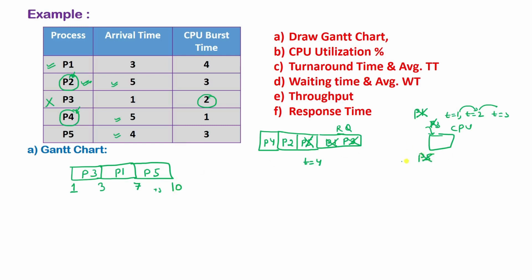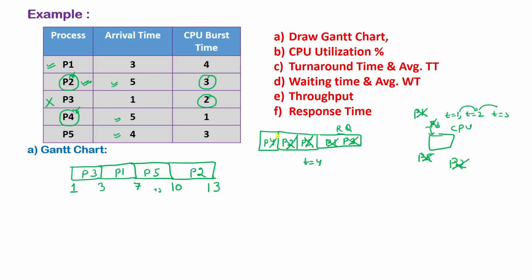Now P5 is over. Now P2 will be given the CPU, so P2 will run. At t equal to 10, P2 will start to run on the CPU, and P2 is taking how much time? 3 units. So 10 plus 3, 13. Now this P2 is over.